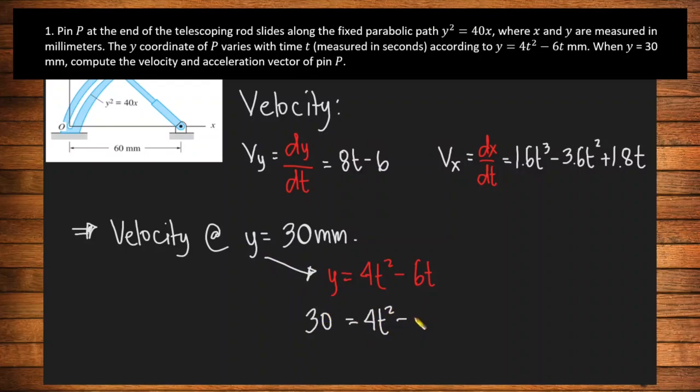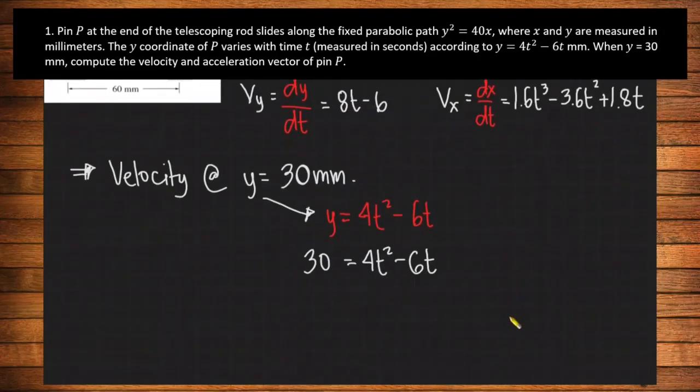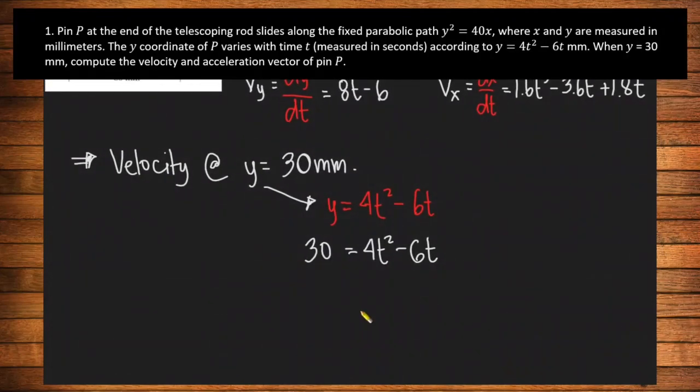So, from this equation, since quadratic siya, meron tayong dalawang t or time na makukuha. Okay? So, kukunin lang natin yung positive value. So, that will be equal to 3.589 seconds. Ibig sabihin, it will take pin P 3.589 seconds to reach y equal to 30 millimeters. So, meron tayo ngayong time.